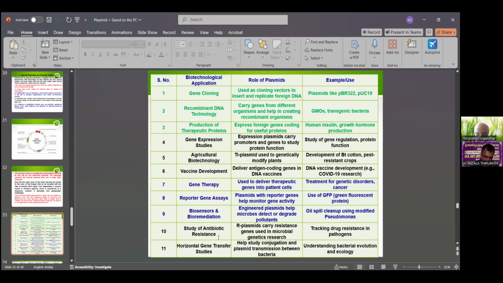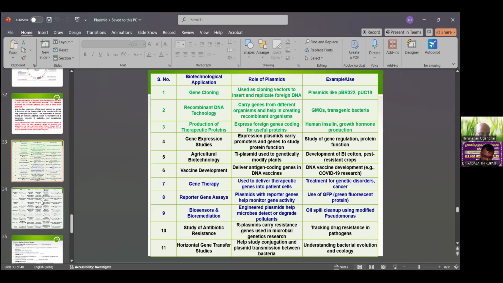The tenth one, study of antibiotic resistance, where plasmids carry resistance genes used in microbial studies. Then the last one, horizontal gene transfer, helps study conjugation and plasmid transformation between bacteria, and understand bacterial evolution and ecology. These are the 11 important roles of plasmids in biotechnology.